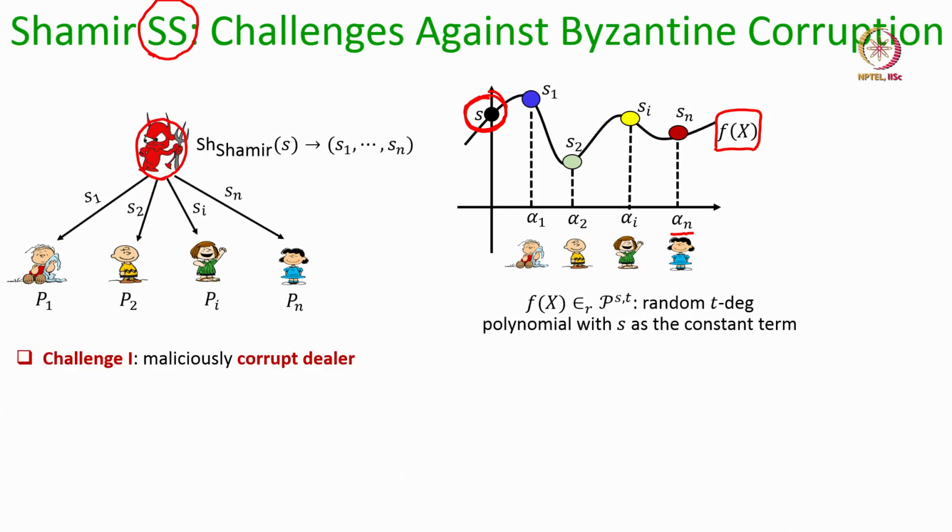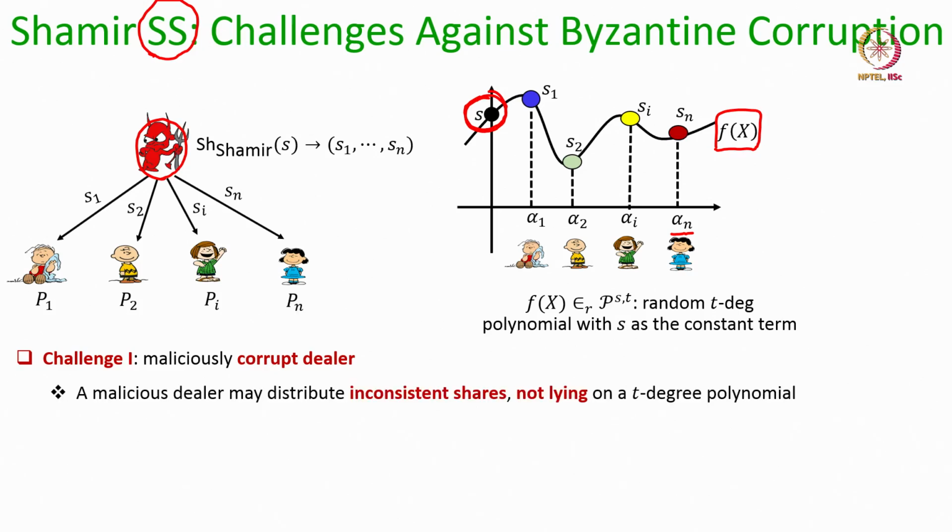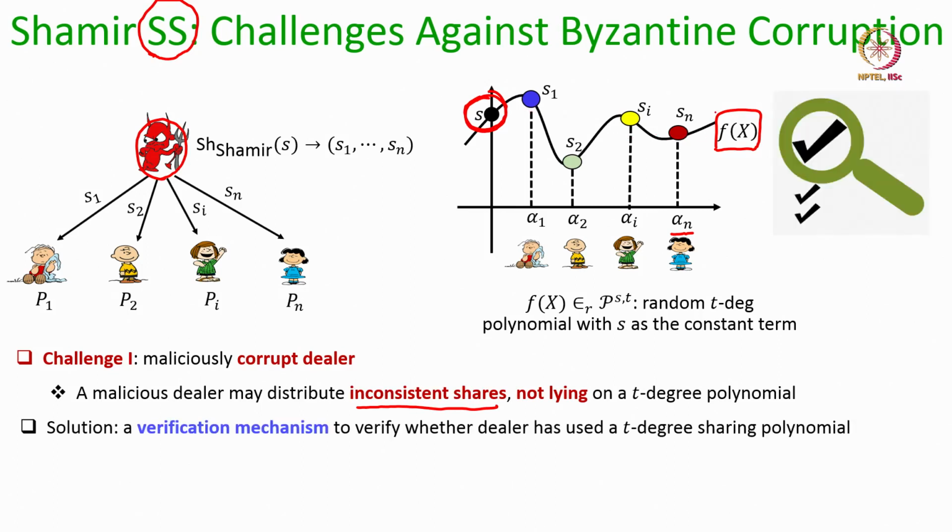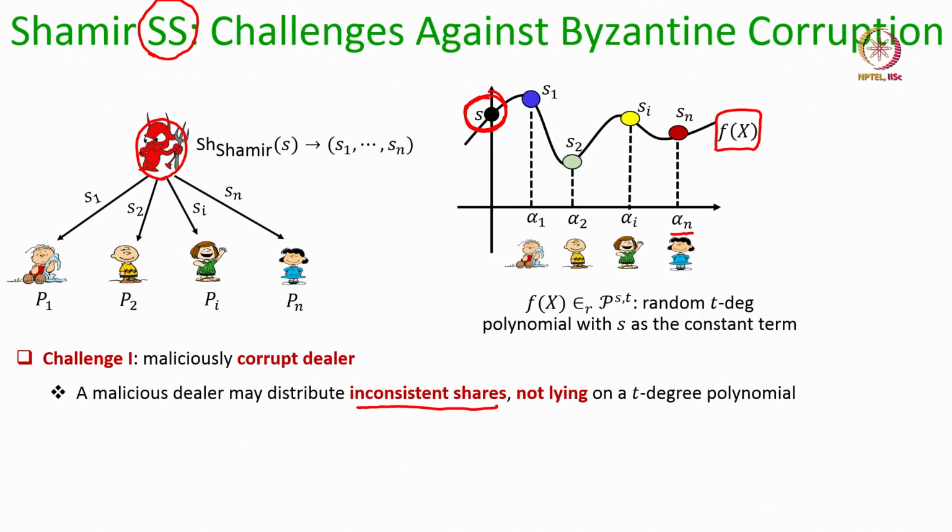Now, let us see what goes wrong if the same protocol is executed in the Byzantine corruption model, where now the adversary may corrupt up to T parties, potentially including the dealer, and where the corrupt parties may not follow the protocol instructions. So, if the dealer gets corrupt during the execution of the Shamir secret sharing, then what a corrupt dealer may do is that it may not pick a T degree polynomial in the first place, and it may simply distribute inconsistent shares to the parties, namely the share S1, the share S2, the share Si and the share Sn may not collectively lie on a T degree polynomial.